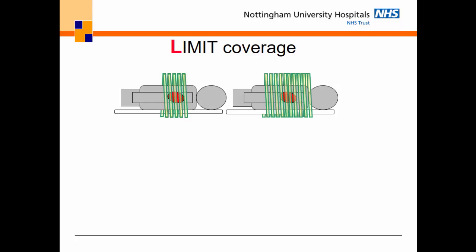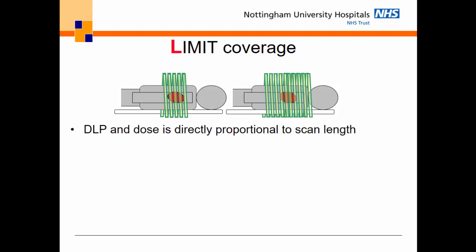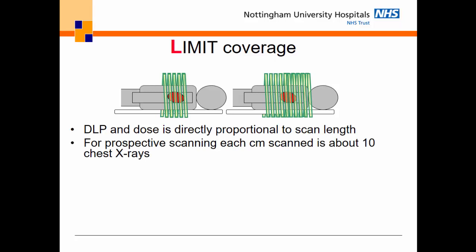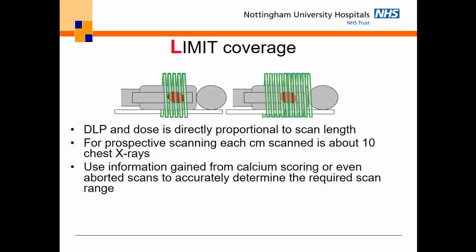Okay, you have to limit the range that you're scanning. So DLP and dose is directly proportional to the scan length. So the more that you scan, obviously the higher the radiation dose. And for prospective scanning, which is the lowest dose scanning mode, each centimetre scan is about 10 chest x-rays. So you think about, you watch how accurate I am with the mouse. You're dragging out the scan range, do you know what I mean? An extra centimetre on the patient, which is probably about 10 pixels, right, is another 10 chest x-rays.